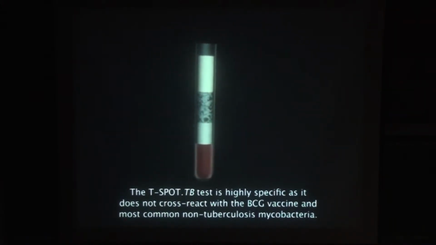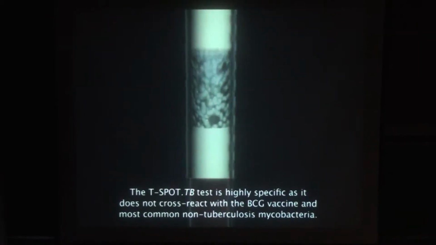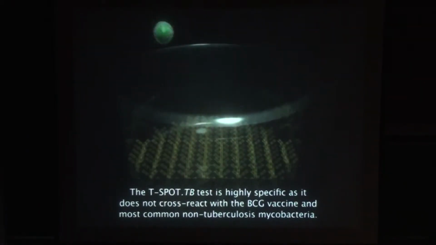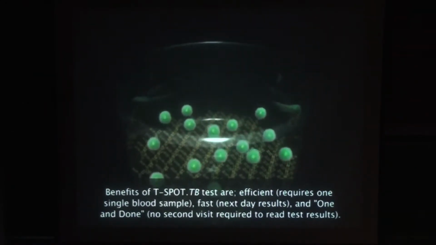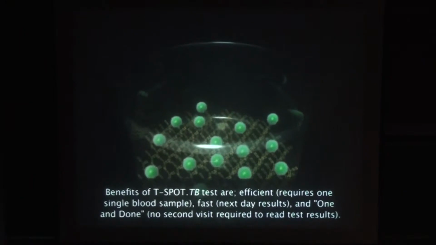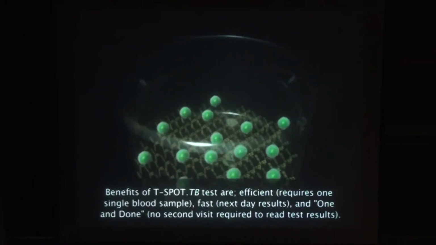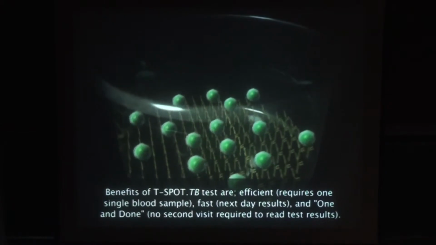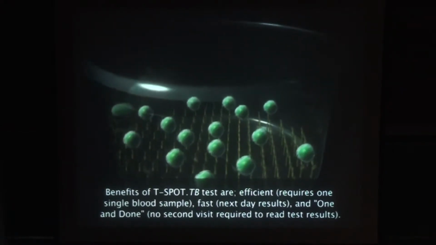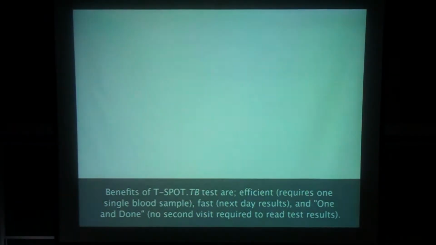The T-spot TB test is highly specific, as it does not cross-react with the BCG vaccine and most common non-tuberculosis mycobacteria. Benefits of the T-spot TB test are its efficiency, it requires one single blood sample, it is fast with next day results, and it is one and done, no second visit required to read test results.